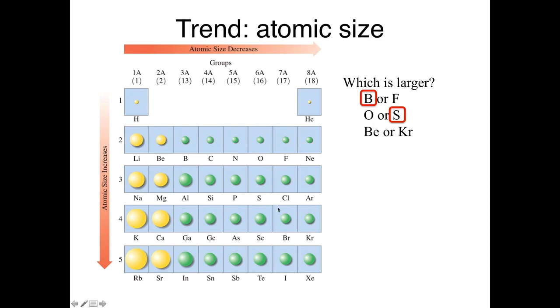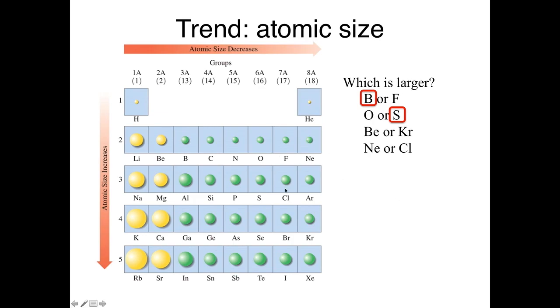Because this is beryllium and this is krypton. According to our trend, krypton is to the right of beryllium, so it should be smaller than beryllium. But according to another trend, krypton is below beryllium. It's on the fourth row instead of on the second row, so it should be bigger. So these trends have opposing effects. Because of that, you cannot answer this question.